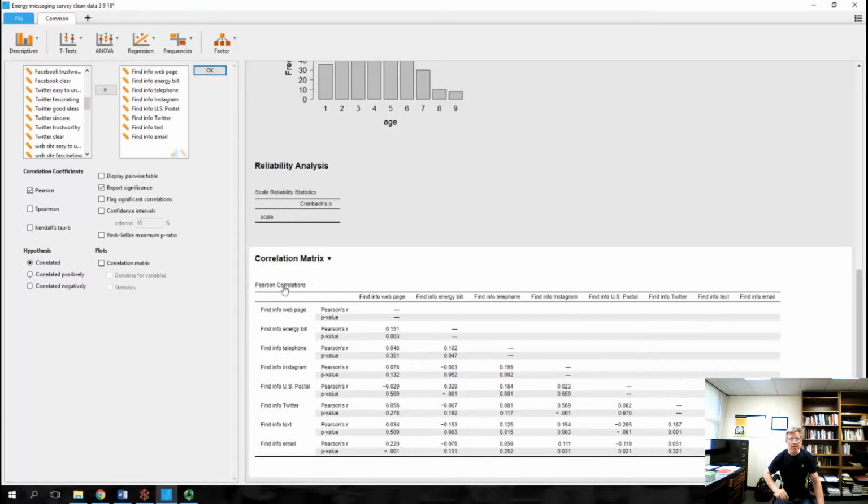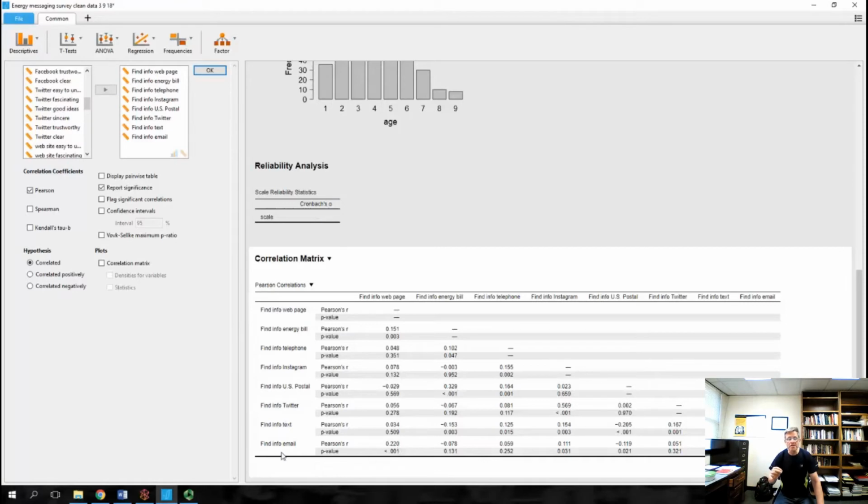So for each of these, let's scan down, scan across. Make sure you look at every pairing. Here is one that is very significant. I like to find info by email, and I like to find info on the web page. Now, after we see that's significant, look at this Pearson's R. That tells us the strength of that relationship. It goes from 0 to 1, okay?